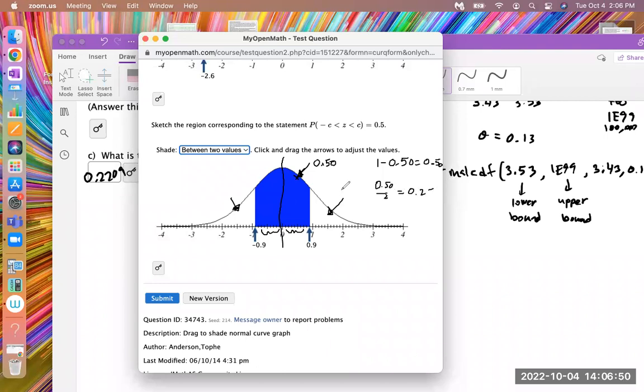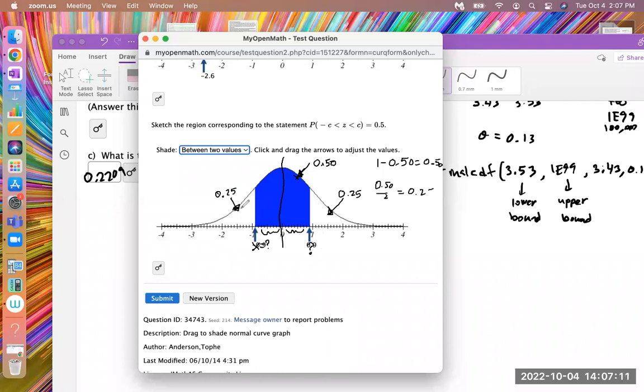That is the area here, and that's the area over here. All right, so what we need to do is find this value, which is unknown right now. I don't know if 0.9 was correct.